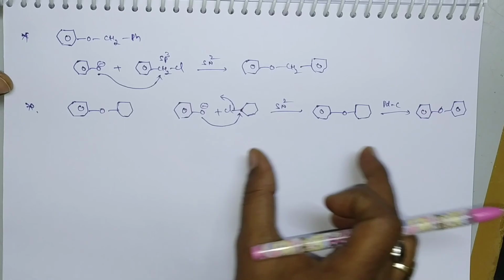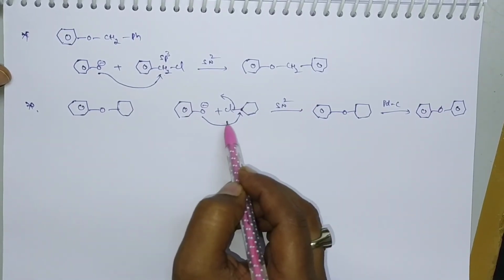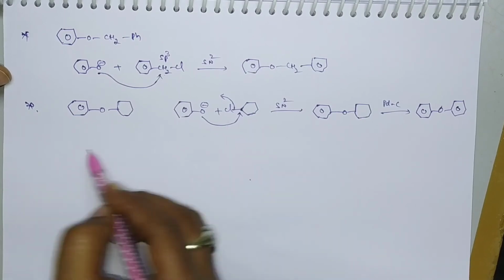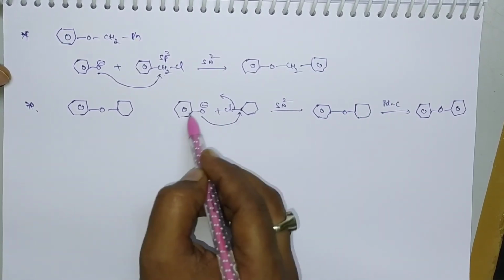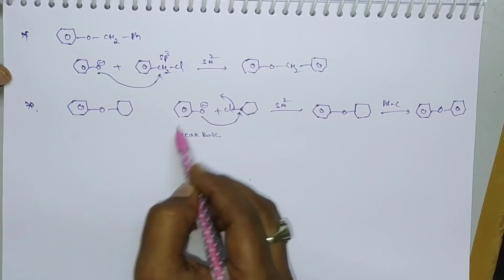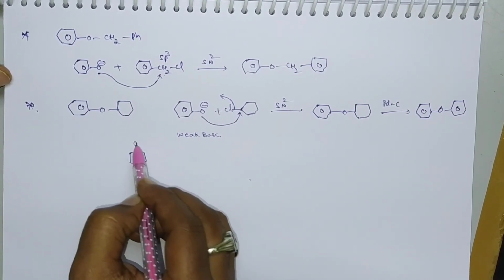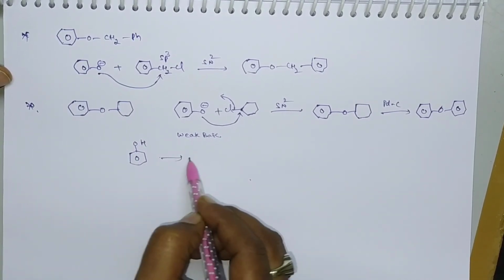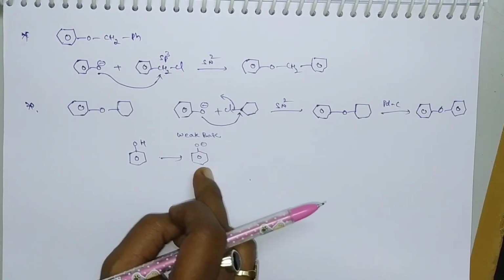So this is a feasible reaction because in presence of a weak base, the SN2 reaction takes place. Okay, clear? We have to remember, in presence of a weak base, the SN2 reaction takes place. So here it is a weak base, isn't it? It is a weak base because this base is obtained from this. This is phenol. So from this phenol we get a base.